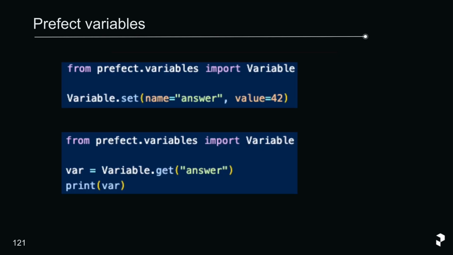Now, if you want to go ahead and create these variables using the Python SDK, you certainly can. Here is an example of how to do just that. So here we are setting the variable at the top, passing in a name and giving it a value, and then we're also getting the variable down below. So we're retrieving that value and we're using it in the context of our script.